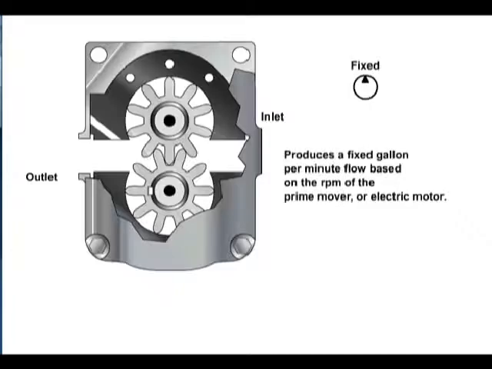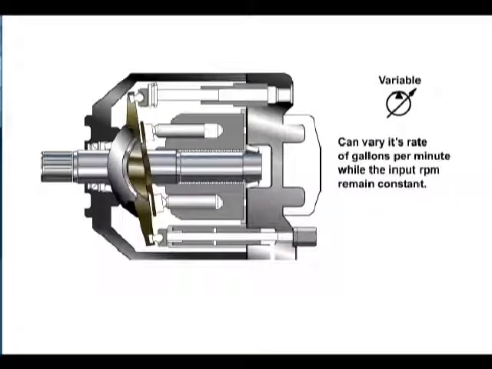There are two types of positive displacement hydraulic pumps: a fixed pump, which produces a fixed gallon per minute flow based on the RPM of the prime mover or electric motor, and a variable pump, which can vary its rate of gallons per minute while the input RPMs remain constant. Although displacement is typically measured in volume displaced per revolution, output is measured in gallons per minute or GPM.